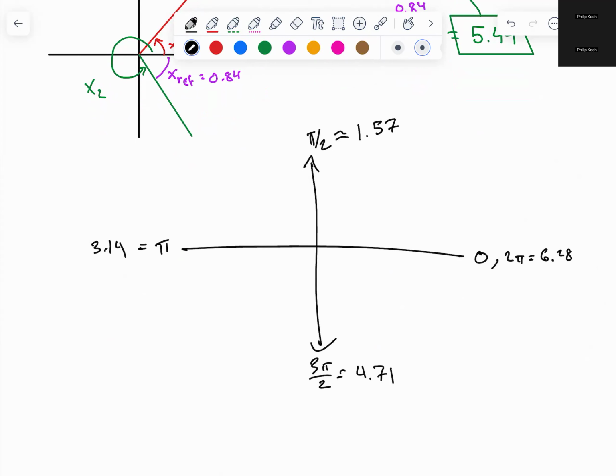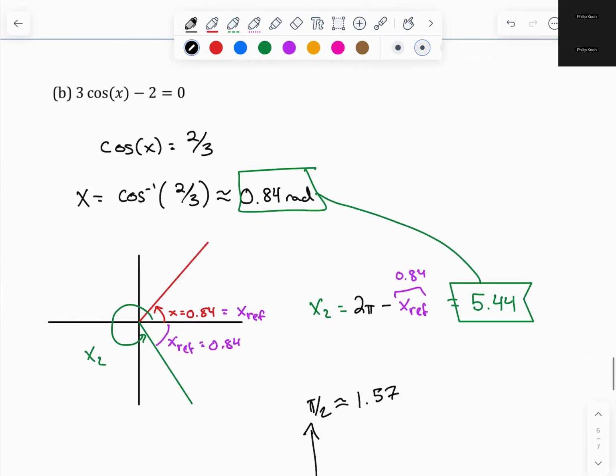All right, Brian. Would it work with pi plus the reference angle? Excellent question. Sadly, that would put us over here because this is a full pi, so it would put us in the wrong quadrant. I was trying to visualize. Yes.